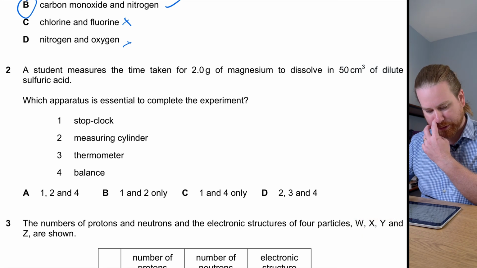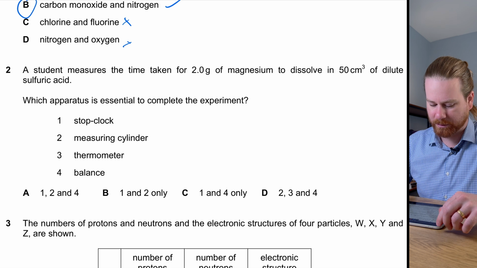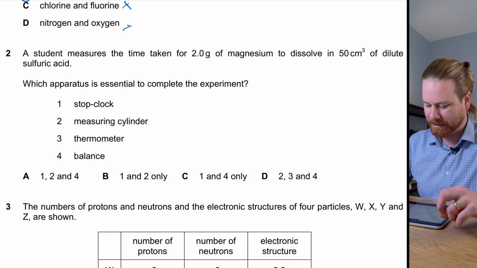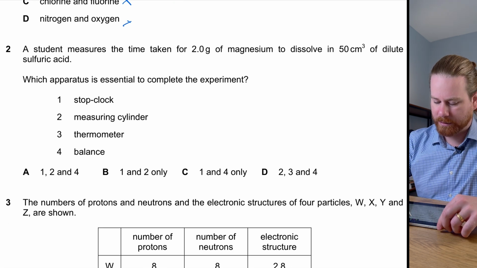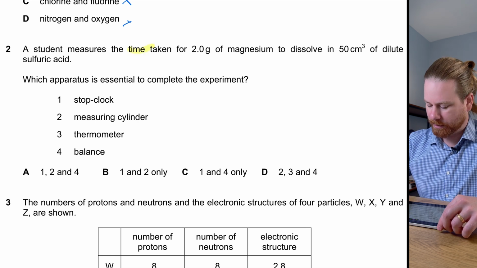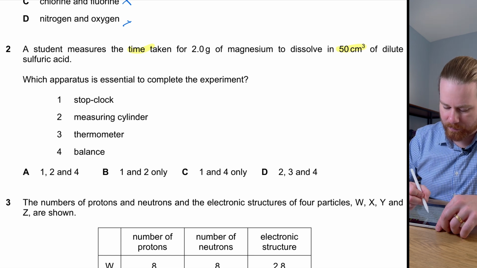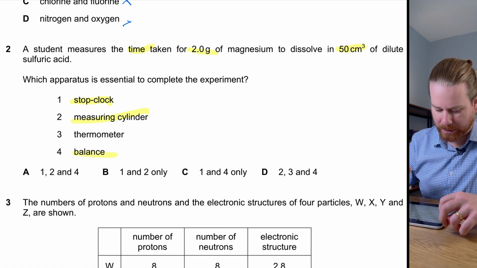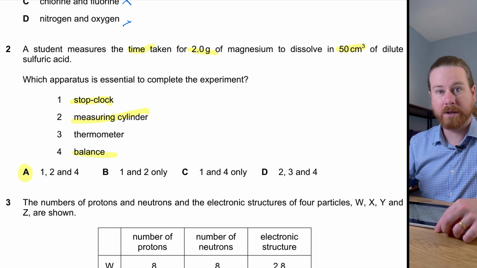Okay, so number 2, a student measures the time taken for 2 grams of magnesium to dissolve in 50 centimeters cubed of dilute sulfuric acid. Which apparatus is essential to complete this experiment? So we are looking at time and we are measuring out a volume. So we are going to need a stop clock, a measuring cylinder, and we also need a balance because we're measuring out 2 grams. So hopefully we have 1, 2, 4. There we go. Happy days.